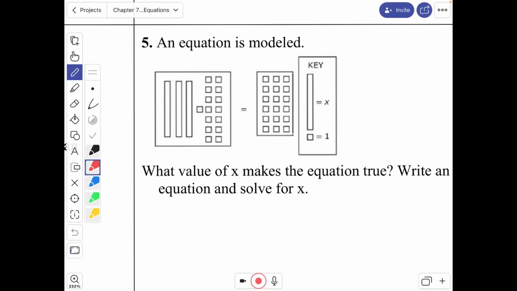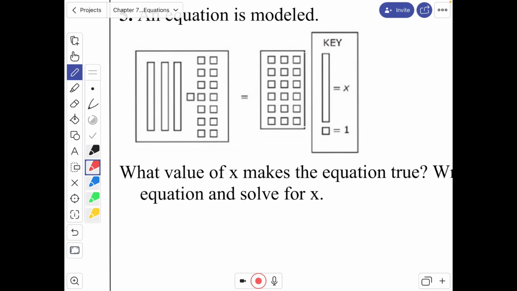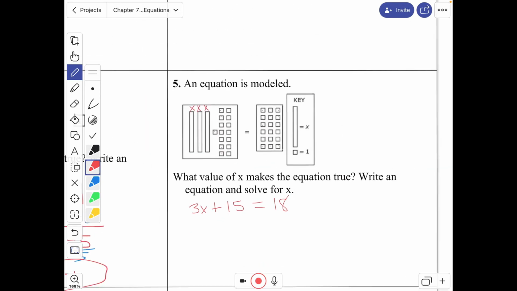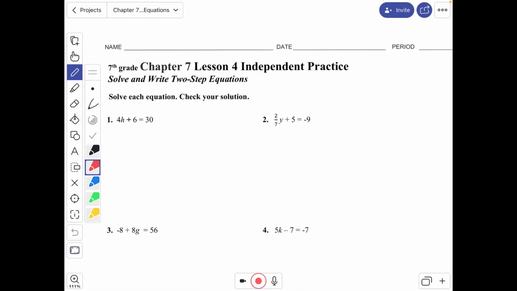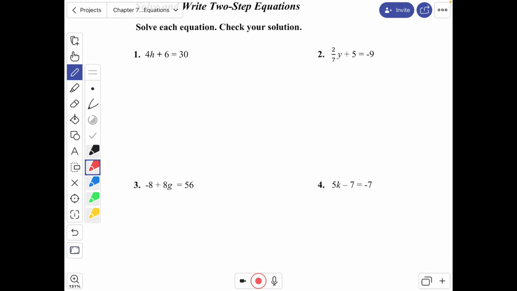Let's try another one. And I'm mainly looking at the model and just seeing that you understand the long strips are x's. So that's 1x, 2x, 3 x's. Plus, then you count the little individual dots. There's 15 equals, and count the little dots on the other side. 18. And we're not going to bother solving with it. Let's look at the work you're supposed to be doing.